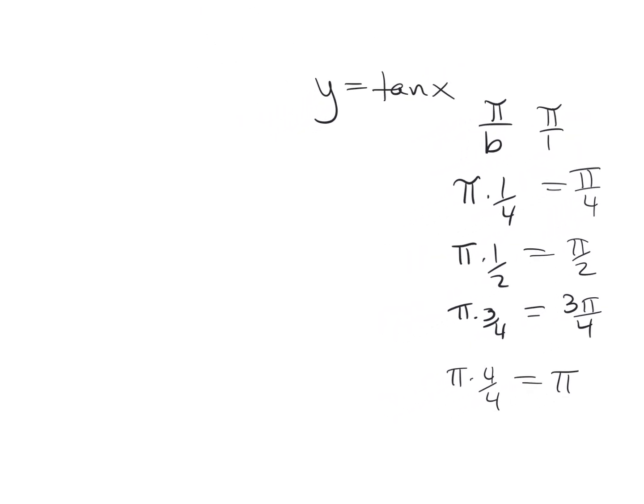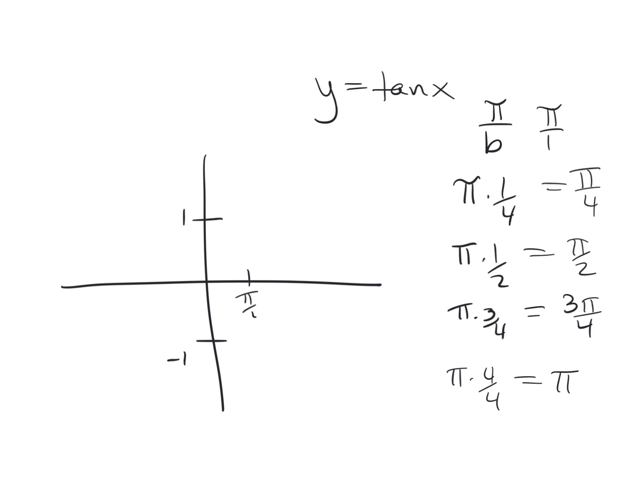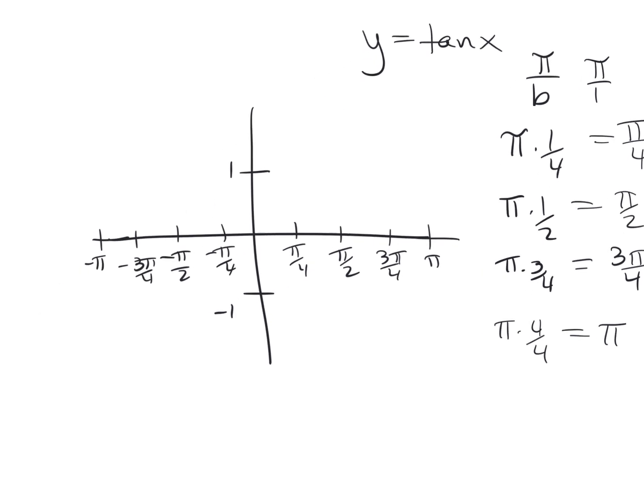So now, let me go ahead and put all my x and my y-axis here. 1 and negative 1 along my y-axis. And then I'm going to add in pi over 4, pi over 2, 3 pi over 4, and then just pi. Over here, negative pi over 4, negative pi over 2, negative 3 pi over 4, and then negative pi. So what I'm going to do is I'm going to box this in and pretend like this is the viewing area on your calculator.